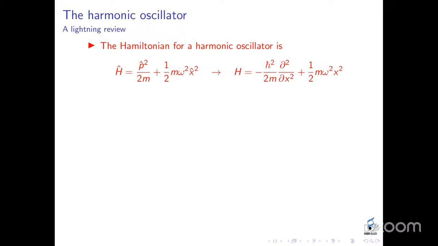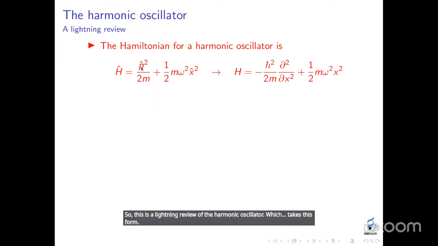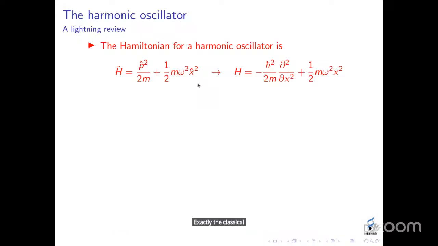So this is a lightning review of the harmonic oscillator, which takes this form. The Hamiltonian operator is p squared by twice m plus half m omega squared x squared. Exactly the classical form, quantized.